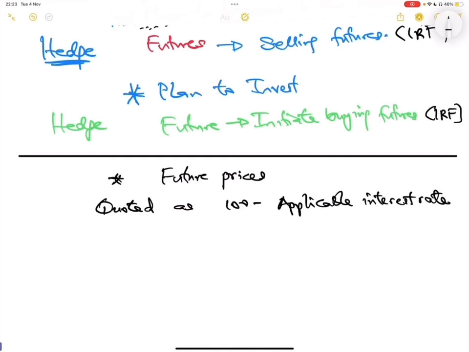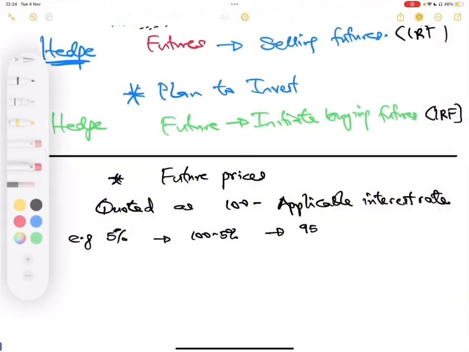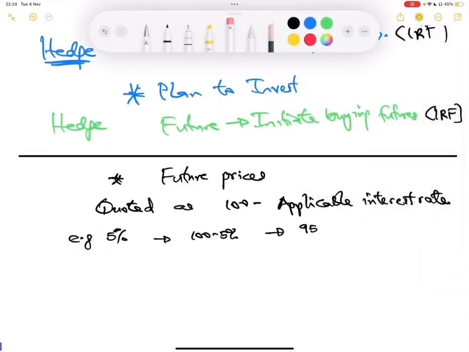So which means, for instance, if what you're trying to do is to fix rates at 5%, this particular future will be quoted at 100 minus 5%, and you will see that the future price will be 95. Not 95%, please. It's just quoted as 95. So whenever you see the future price quoted like that, you know that the rate is actually 5%.